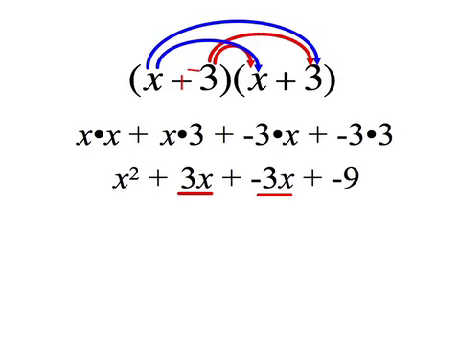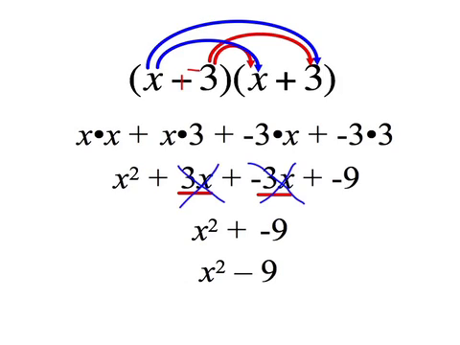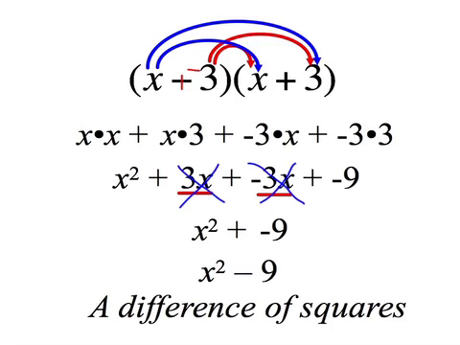We have 2 like terms, but we also notice that they are opposites. Opposites add up to 0, so for convenience, we just cross them out. And we're left with x squared plus negative 9, more commonly written x squared minus 9, and this is known as a difference of squares.